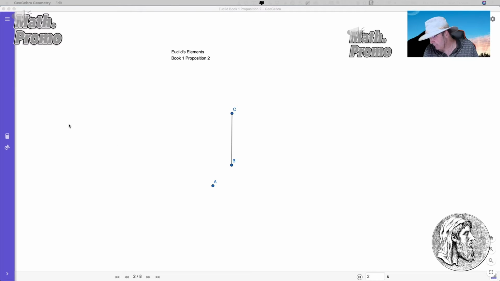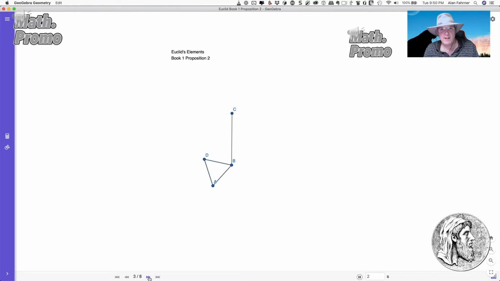What's our first step? Okay, our first step is to go ahead and create an equilateral triangle. And if you say, hey Alan, how do I create an equilateral triangle? Well, look at book 1, proposition 1, and you can see how to do an equilateral triangle, thanks to Euclid. What's next? We're going to extend the line segments. We're going to make DB become DF, and we're going to make DA become DE. So we're going to extend both of those.